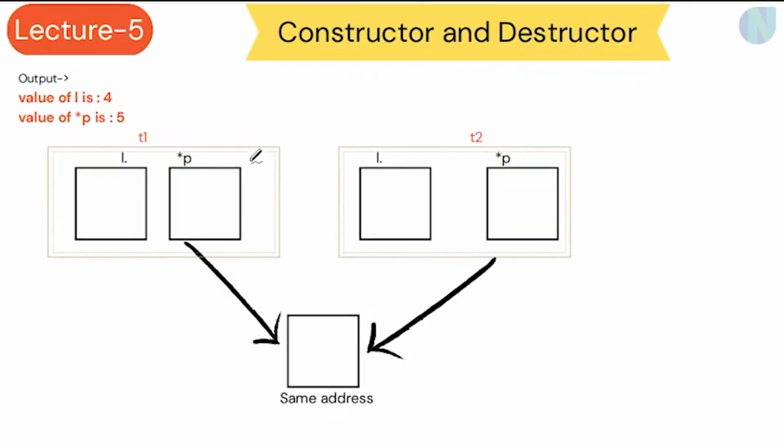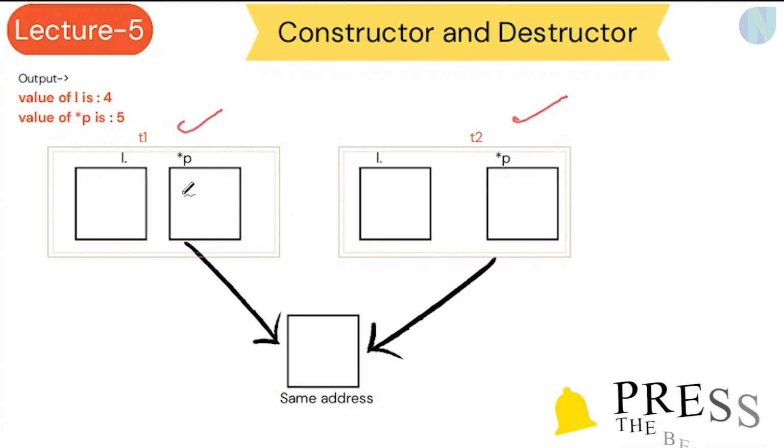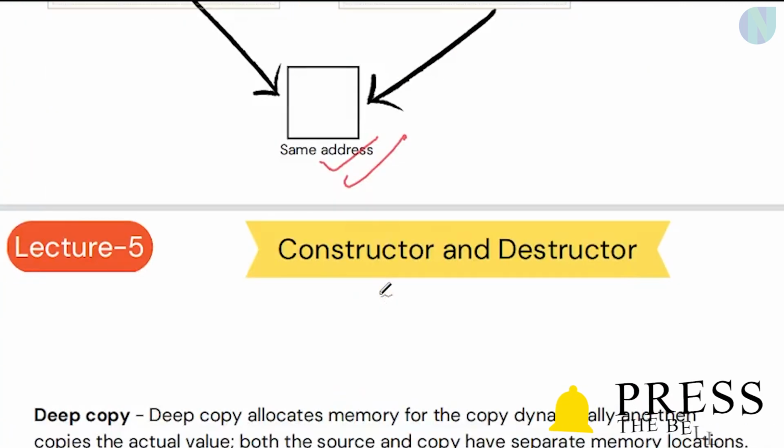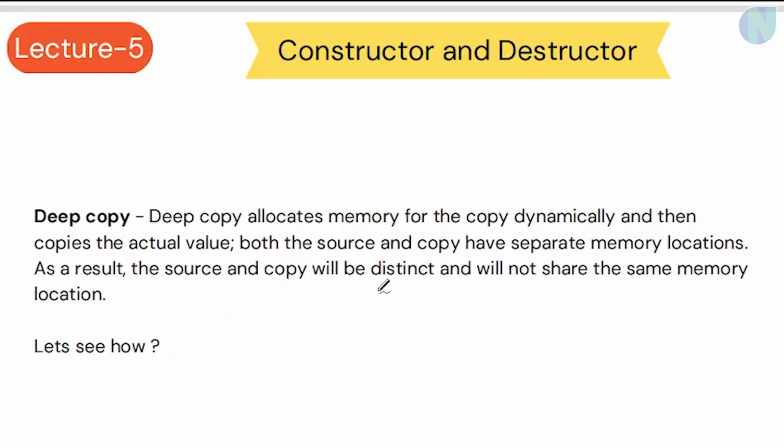So basically in shallow copy, whenever we create any kind of object, consider here we have created an object T1 and then here we have created an object T2. Whenever we create any object of a particular class and they have pointers, they point to the same memory address. Just to get rid of this problem, deep copy comes into the picture.